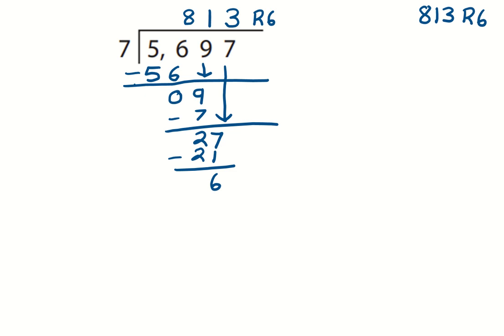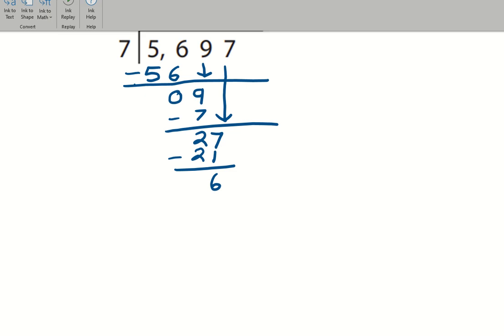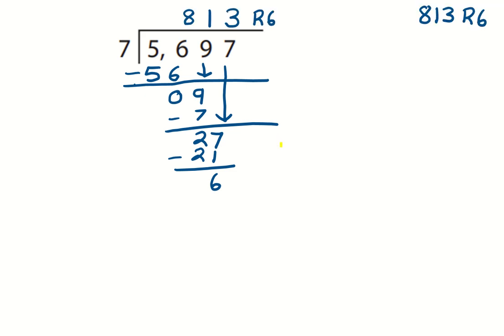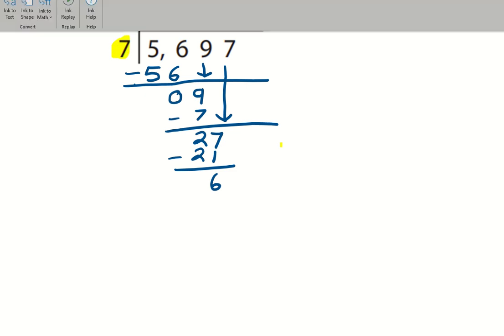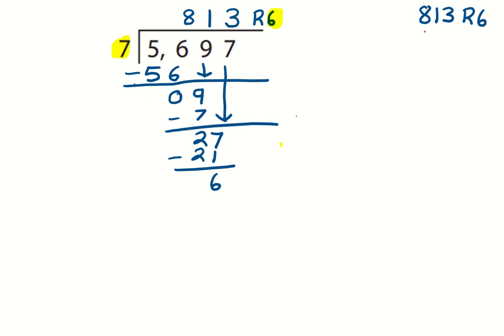But also remember, we can actually write this as a fraction answer by simply taking the 6 and putting it over 7. So let's go ahead and do that. So another answer would be 813, and then we put the remainder up top, which is 6, and the denominator is simply going to be the divisor, which is 7. So it's 813 and 6/7.